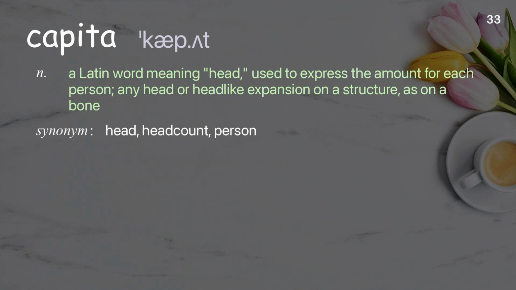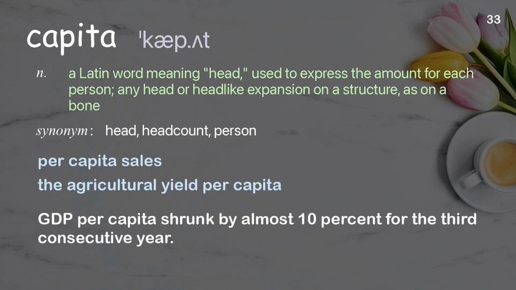Capita: a Latin word meaning head, used to express the amount for each person, any head or head-like expansion on a structure, as on a bone. Examples: per capita sales, the agricultural yield per capita. GDP per capita shrunk by almost 10% for the third consecutive year.